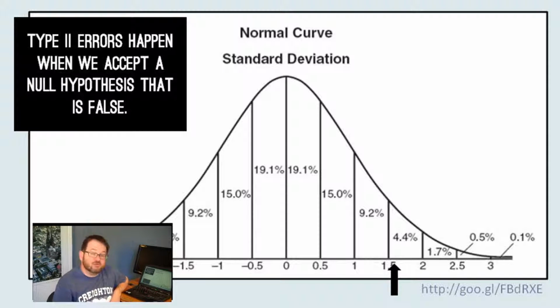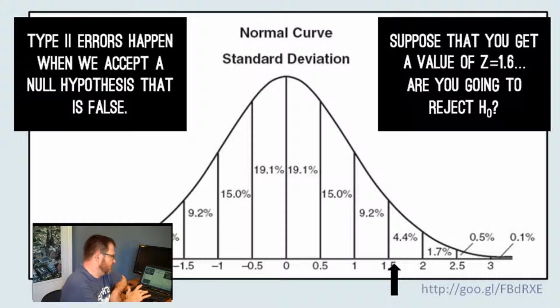Well, type 2 errors happen when we accept a null hypothesis. That is to say, we fail to reject a null hypothesis, but that null hypothesis is actually false. Oh my. For example, let's say we did our experiment, we took our observations, we computed the two averages, we took their difference, we computed z, and we got 1.6. Based on 1.6, which I put on the diagram here, is that far enough out in the tail of the distribution that we're going to reject the null hypothesis and say that isn't consistent with what we would observe if the null hypothesis was true? Well, probably not.